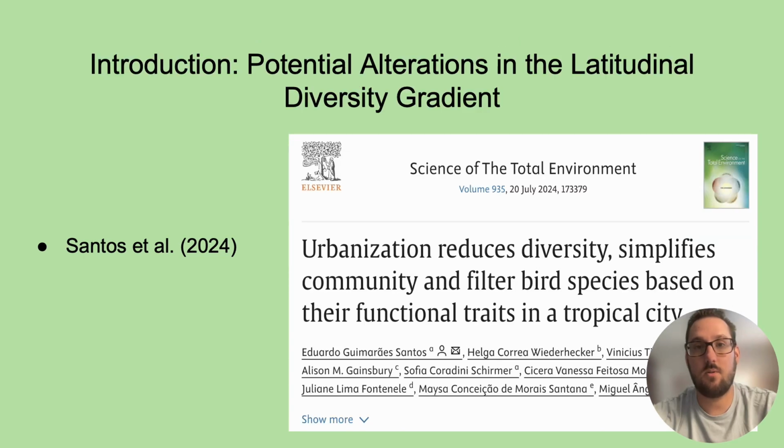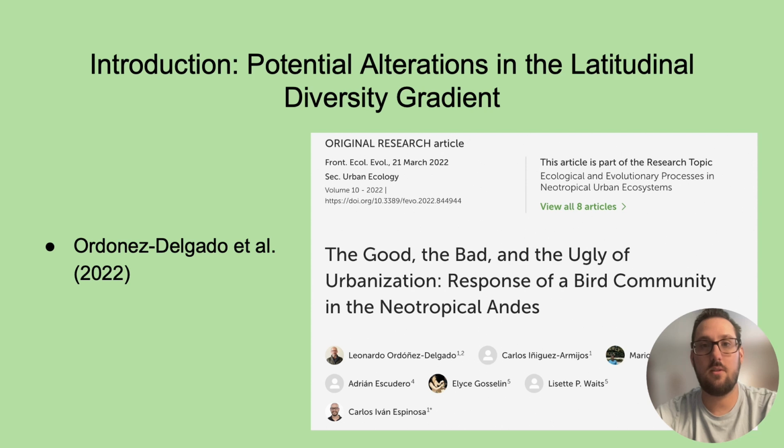Santos et al. 2024 revealed that urbanization in a tropical city reduced avian diversity and community composition, with species being less functionally and evolutionarily distinct in areas with high urbanization. They also found that urbanization influenced the selection of traits related to bird weight and tail length. Lastly, Ordonez Delgado et al. 2022 asserts that urbanization has led to a strong decline in avian diversity in the neotropical Andes region of South America, which is one of the richest hotspots for avian diversity in the world.